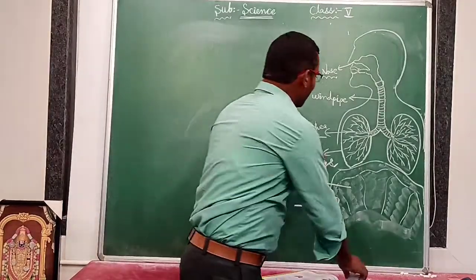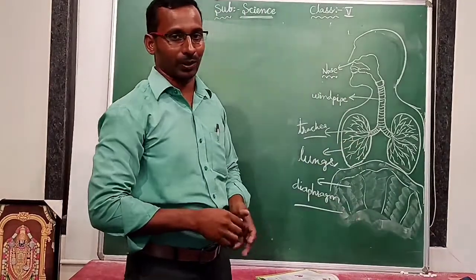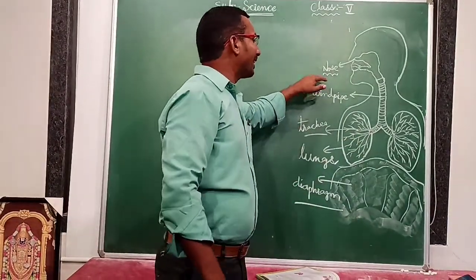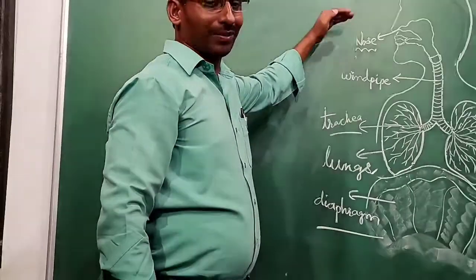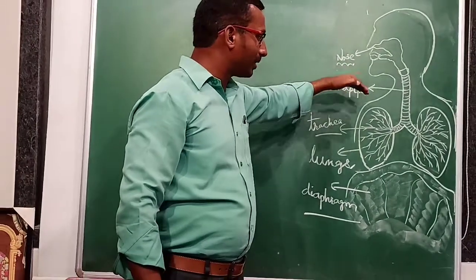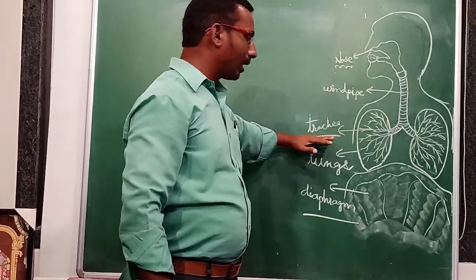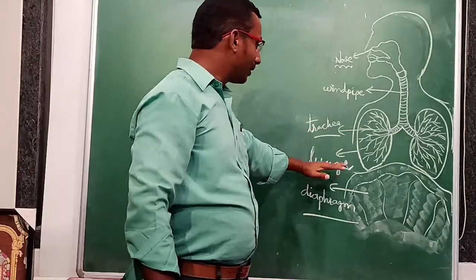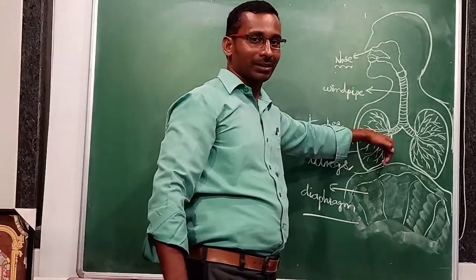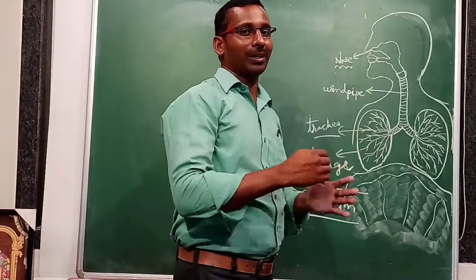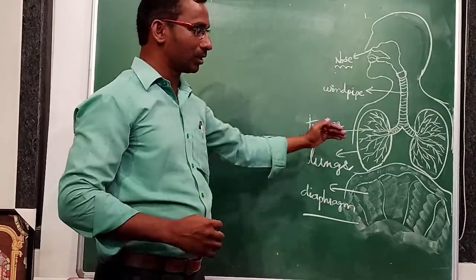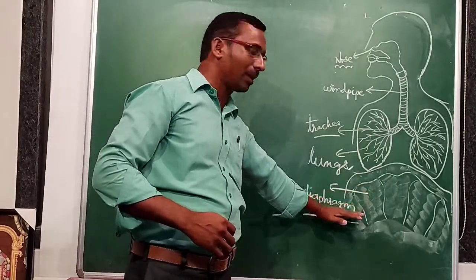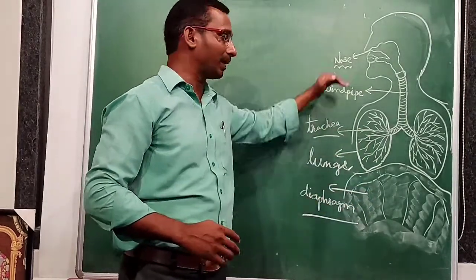Now see, this is about human respiration. How do we take air inside? With the help of the nose; after that it enters the windpipe, which changes into the trachea or bronchi. After that it enters our lungs. Gases are exchanged in the lungs, and these lungs work with the help of the diaphragm. This is respiration in human beings.